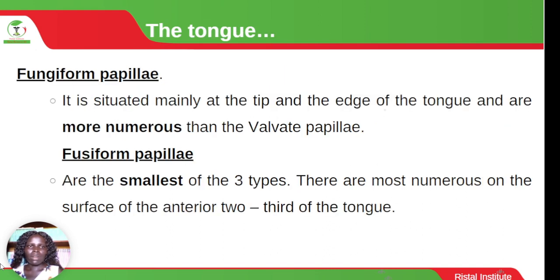Then we have the fungiform papillae. They are situated mainly at the tip and the edge of the tongue and are more numerous than the vallate papillae. Then we have the filiform papillae, the smallest of the three types. They are most numerous on the surface of the anterior two-thirds of the tongue.